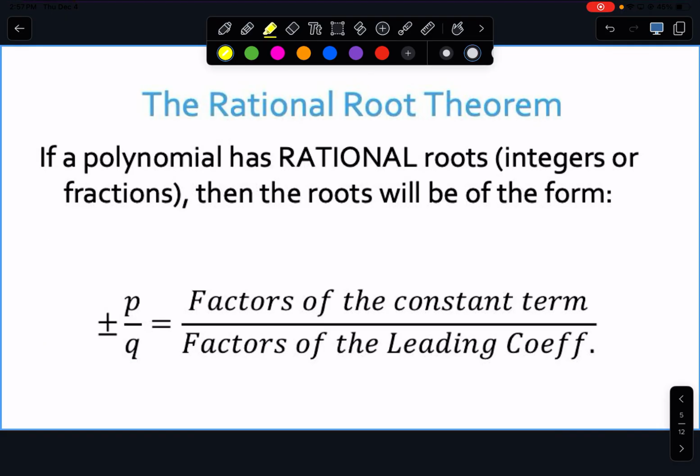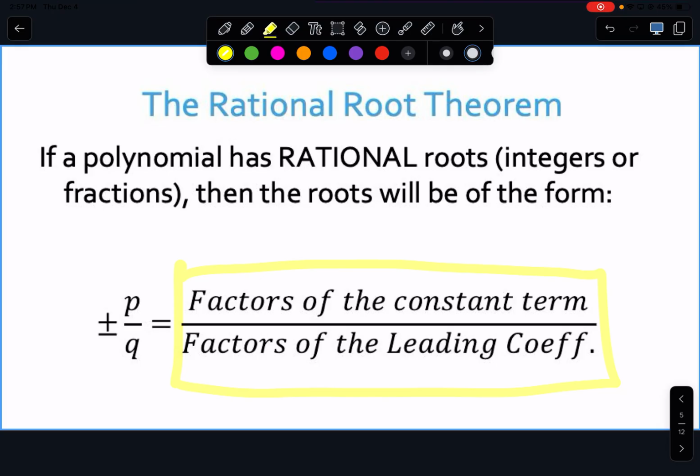Okay, then this is at the very bottom of the notes. This is what it is. This is the important thing. Okay, and I'm really even going to say that this part right here is the important part. The factors of the constant over the factors of the leading coefficient.